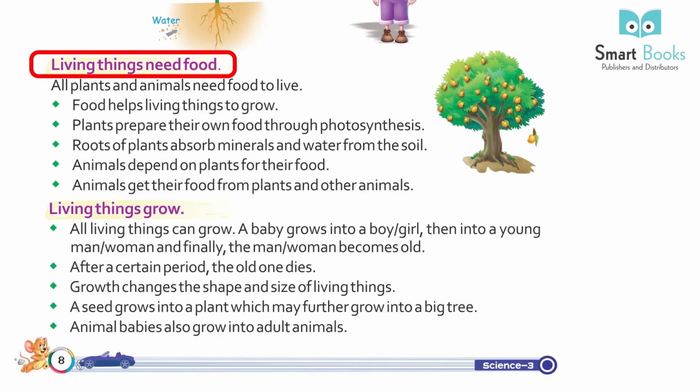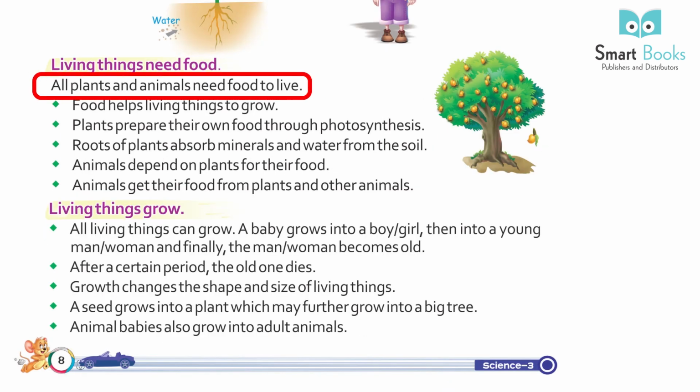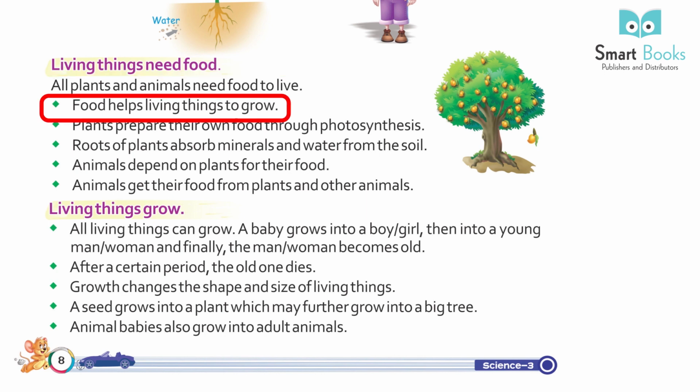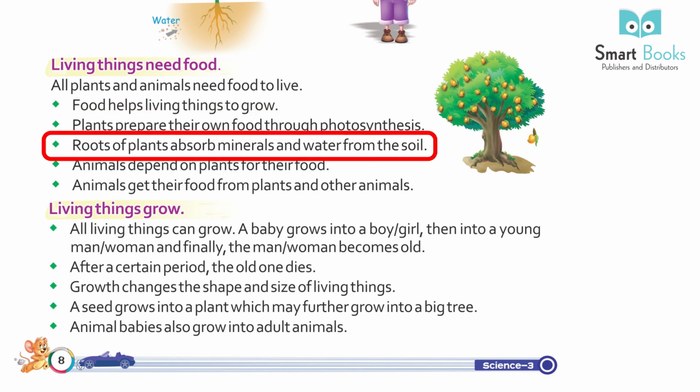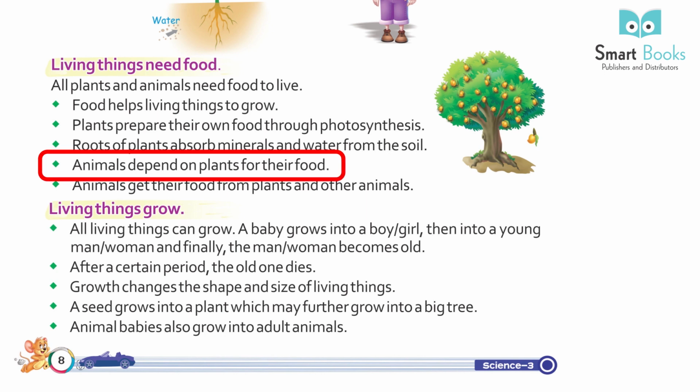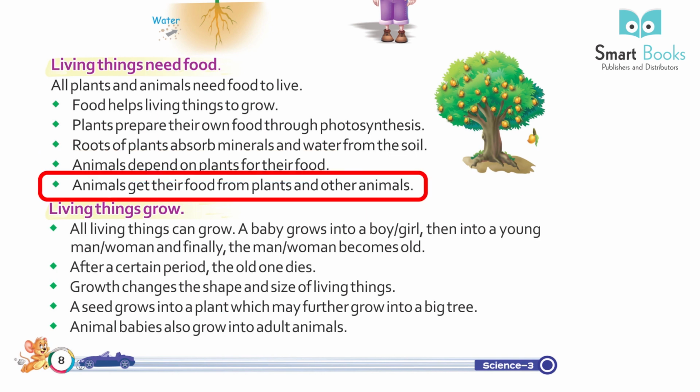Living things need food. All plants and animals need food to live. Food helps living things to grow. Plants prepare their own food through photosynthesis. Roots of plants absorb minerals and water from the soil. Animals depend on plants for their food. Animals get their food from plants and other animals.